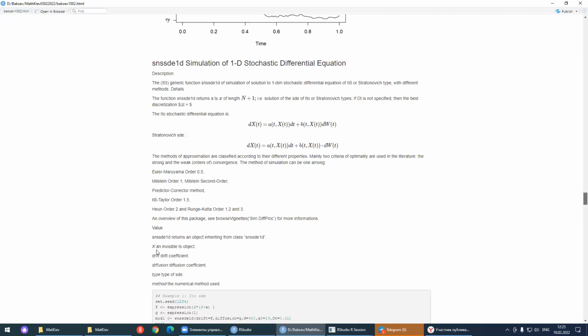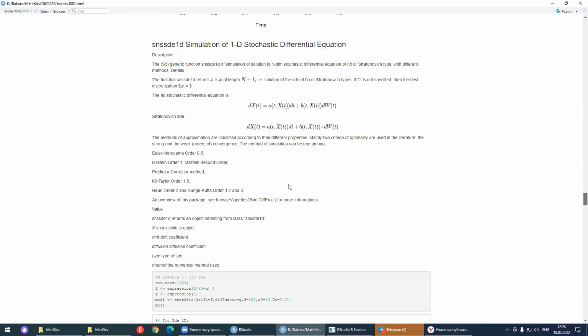What does it mean? This function returns the trajectory of the solution of this stochastic differential equation. Here x is the trajectory, then the drift coefficient, diffusion coefficient, and type of the solution. You can show the type of the solution.